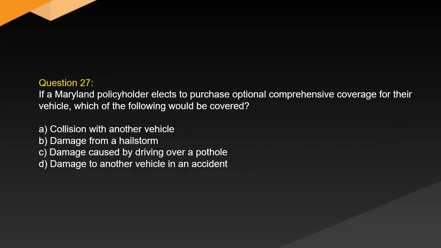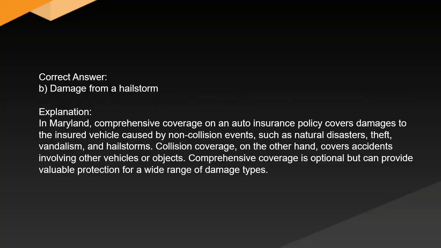Question 27. If a Maryland policyholder elects to purchase optional comprehensive coverage for their vehicle, which of the following would be covered? A. Collision with another vehicle. B. Damage from a hailstorm. C. Damage caused by driving over a pothole. D. Damage to another vehicle in an accident. Correct answer: B. Damage from a hailstorm.